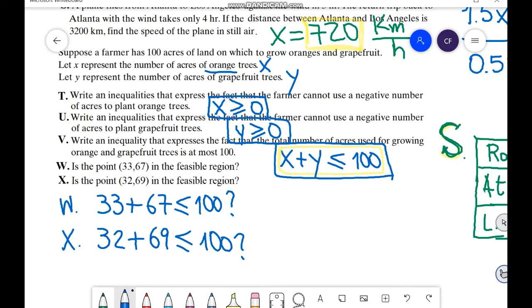The first one is yes. Right, Kalia? Thank you. The first one is yes. And the second one, letter X. Yes or no? The second one is 32 plus 69, 101. 101 is not less than or equal to 100. That means it's a no.